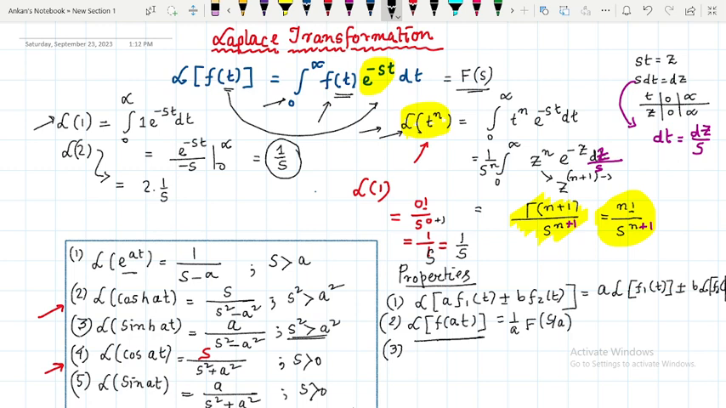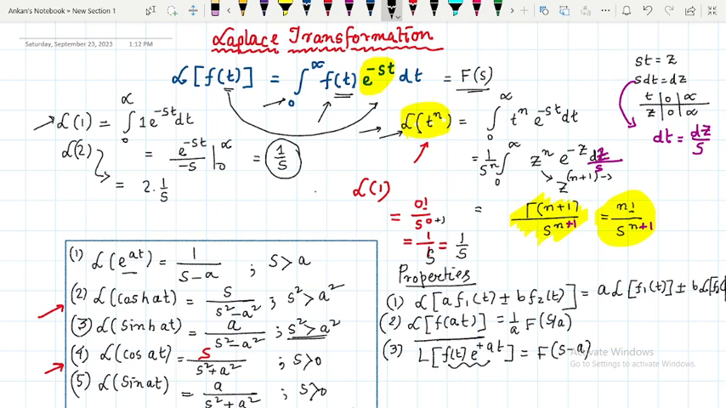Next one, the first shifting theorem. The Laplace transform of f(t) times e to the power at, if we take the plus sign, becomes F of s minus a. How can this be arrived at? By putting this function into the definition and integrating, you will be able to obtain this.